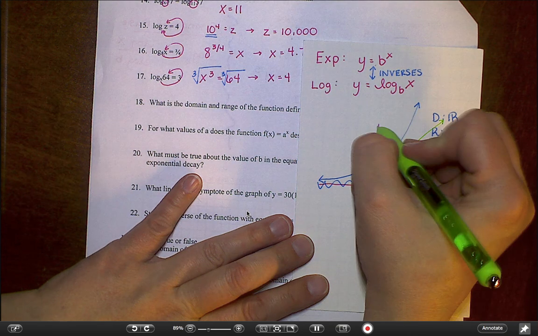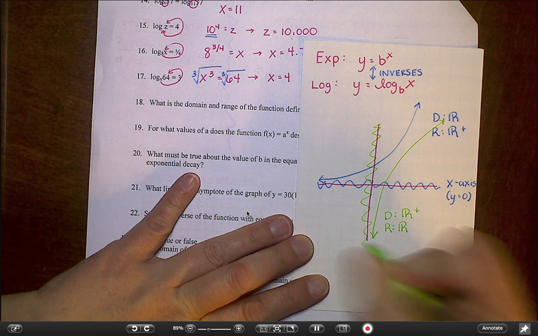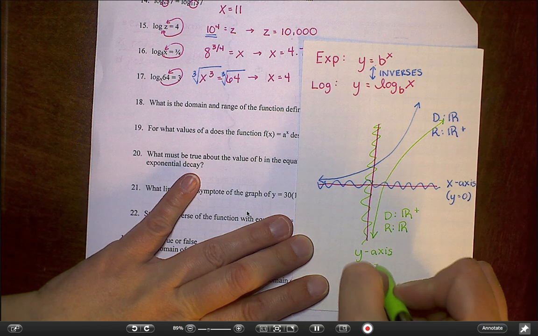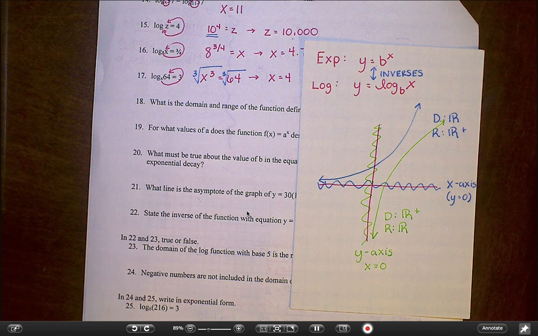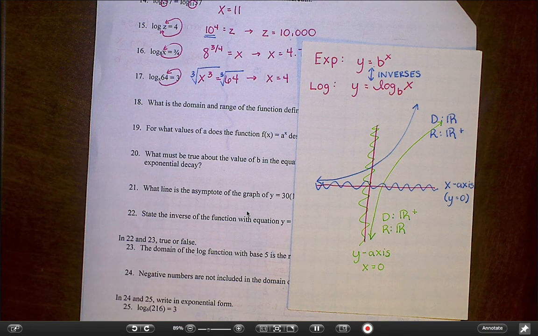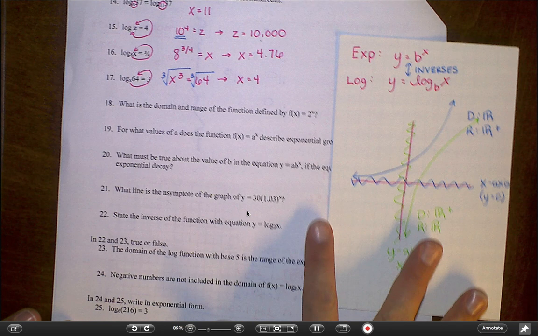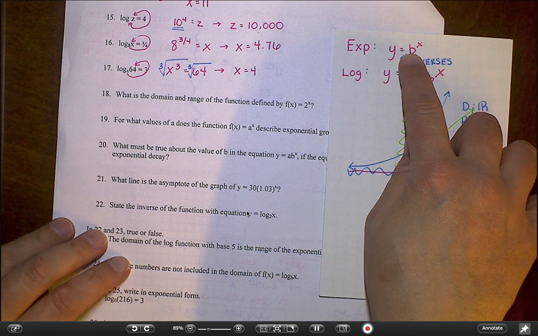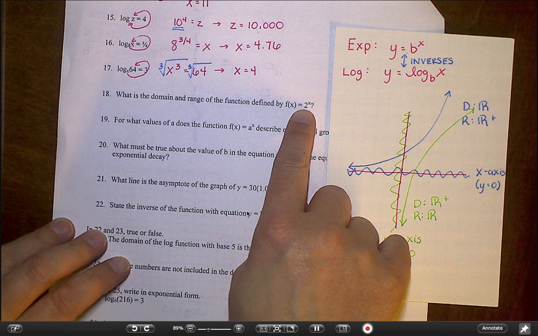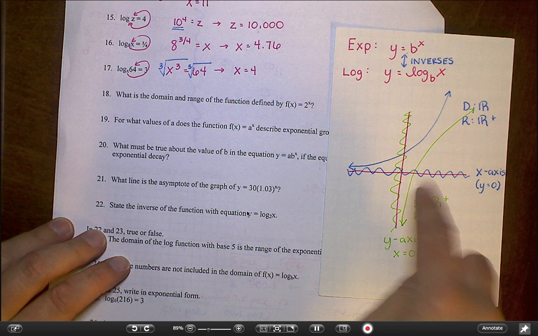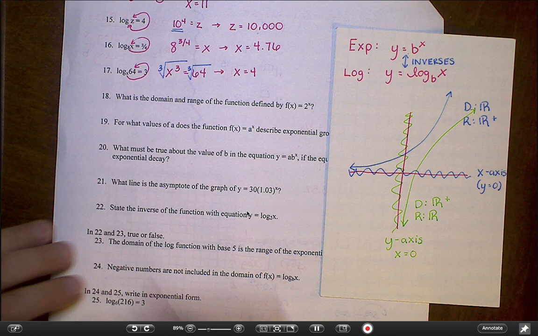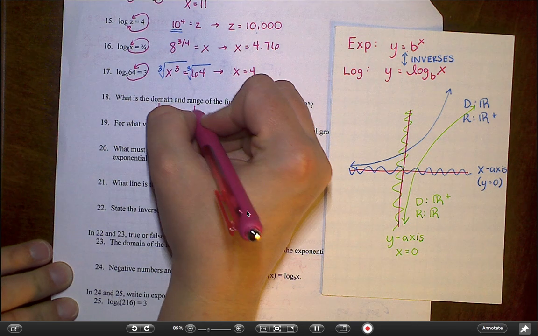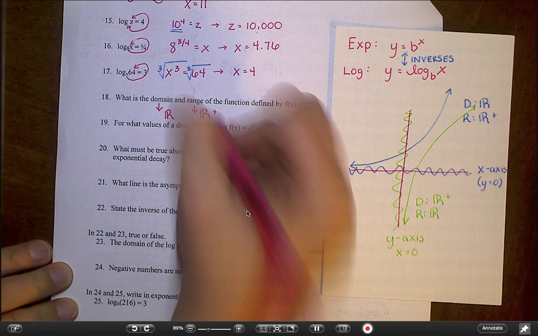Okay, and the asymptote here is the other axis. It's the y-axis, otherwise known as x equals 0. So having all of that information put together is going to help us for some of these questions here, 18 through 22. So, for example, what is the domain and range of the function defined by f of x equals 2 to the x power? That's this guy. That's the exponential function. And it doesn't matter that it's a 2 or a 5 or a 3 million. The general shape of the graph and the domain and range are going to be the same. So domain would be all reals, and the range would be all real positive numbers.